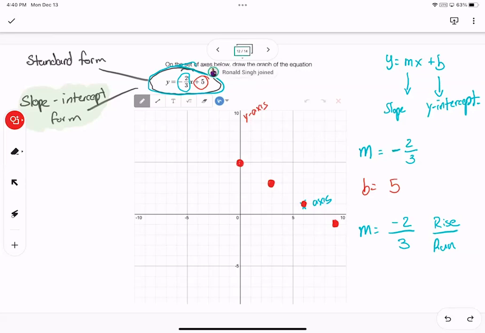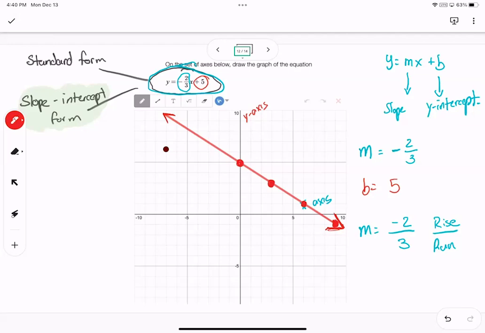Now, again, on the Regents or on your exams, take a ruler, take a straight edge. It's important that this line is straight. So I'm drawing a straight line going through all of my points. There we go. And at the end of it, you're going to make sure that you have your arrows. That indicates that this line goes on forever. Awesome. And there you go. You have that right there.